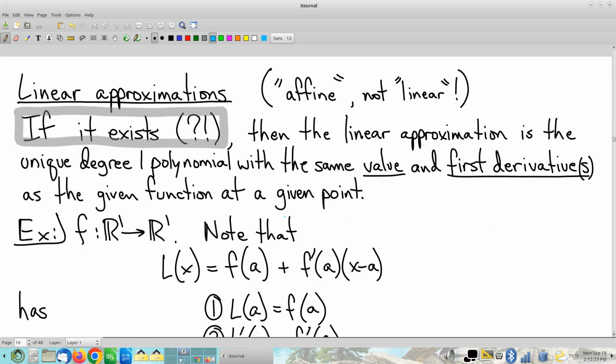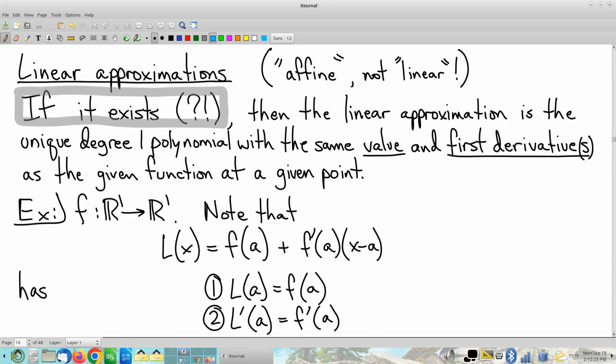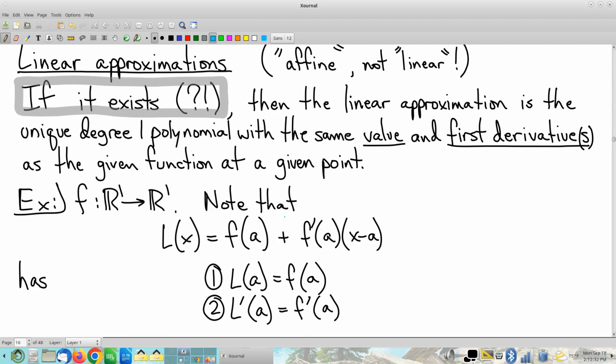Okay, so we're going to start a new topic. Let's talk about linear approximations. I hope y'all remember linear approximations from Calc 1. I do need to put a big asterisk on this whole conversation before we get going. I'm going to assume, for the moment, that the linear approximations in question exist.